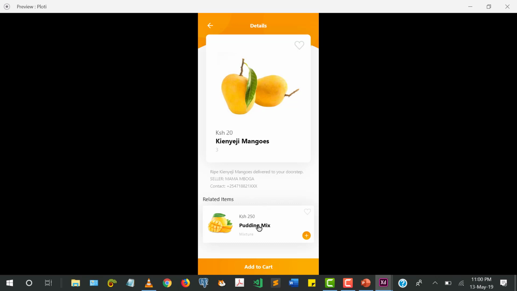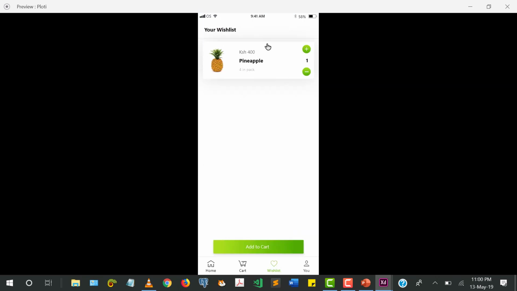There are also people around the estate who sell a lot of pudding or juices. You can also buy that. This is related items. So anyway, you add this to cart, or you can add this to a wish list. So let's say you add to your wish list or your cart, it's going to be similar. You can have whatever you've bought and you can add the amount or reduce. In this case, it's pineapple and it's 4 in a pack.